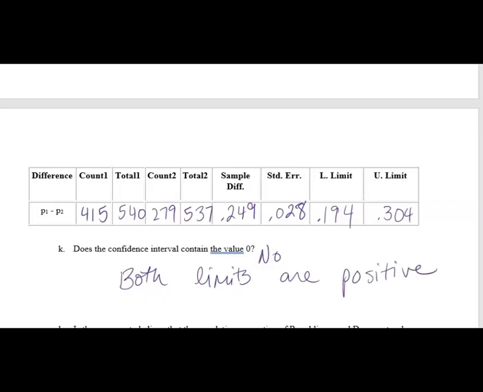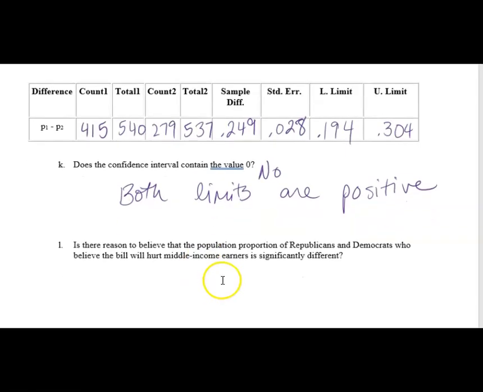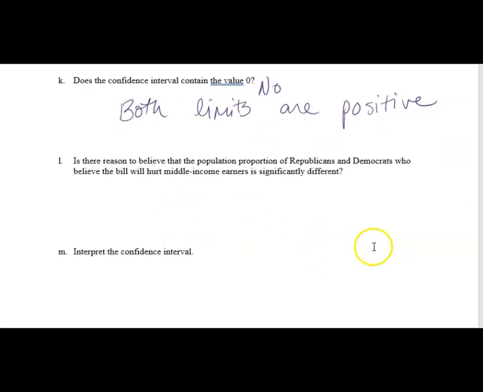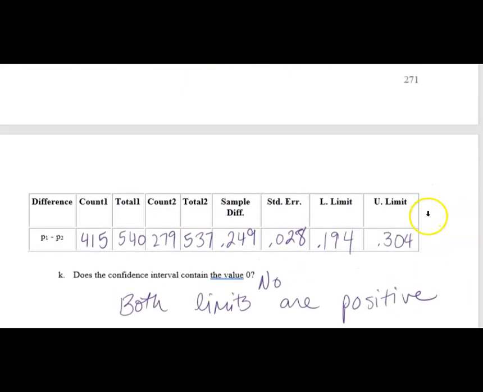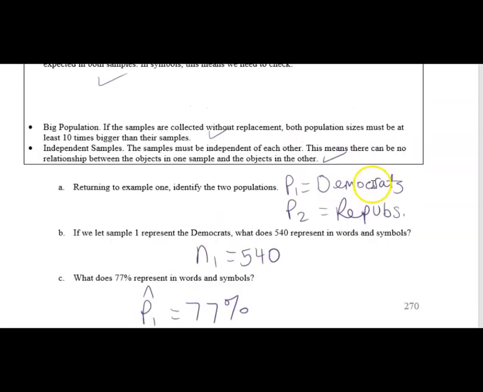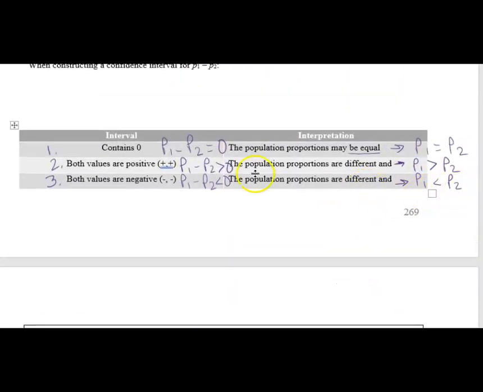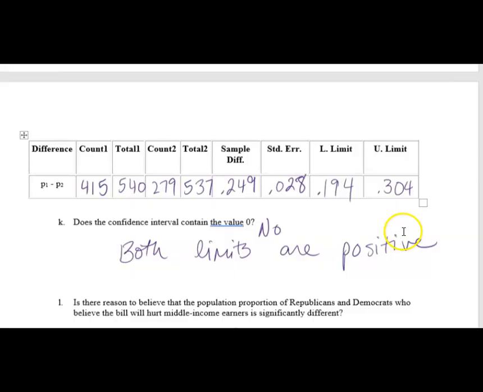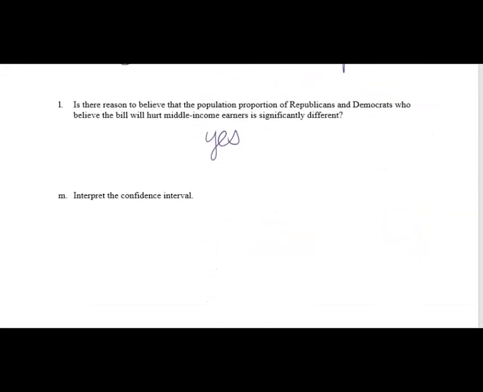Okay. So what does that tell us? Is there reason to believe then that the population proportion of Republicans and Democrats who believe that this bill will hurt middle income earners is significantly different? Yes, there is. Because both limits were positive, that would be going back here to our second case. P1 is greater than P2. That's what we are saying. So, yes, this indicates that P1 is probably greater than P2.